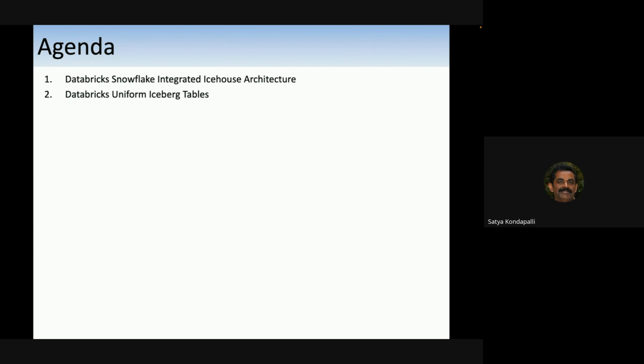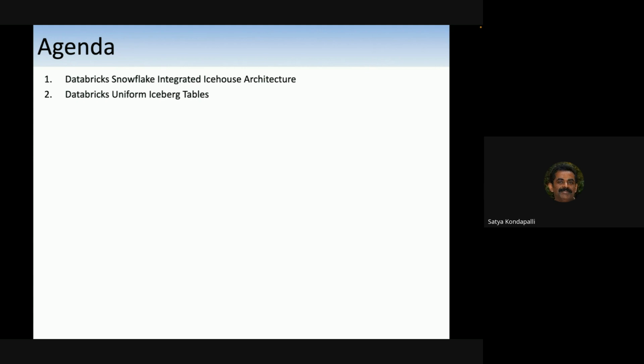Then we're going to discuss how to set up a UniForm Iceberg table in Databricks. The tables are in Delta format, but we learned about Iceberg table format. More recently, Databricks also introduced a concept called UniForm. That means when you store a Delta table, you can also store the same data in Iceberg format too.